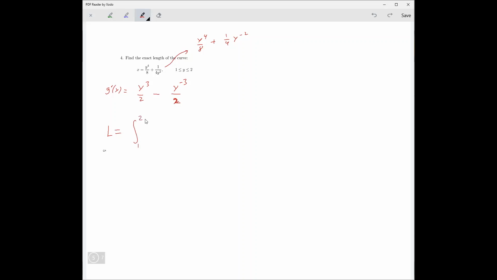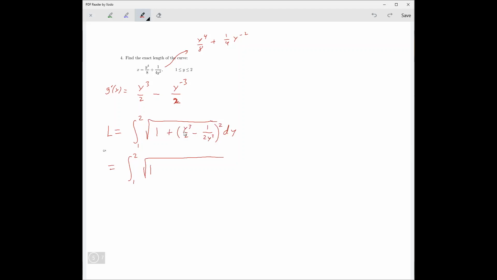So you're integrating from 1 to 2, because those are the limits right here, of the square root of 1 plus all of this squared. And I'll put the y to the minus 3 in the denominator as y to the plus 3. That's squared. Okay, this is another common thing that comes up whenever you have these kind of problems.